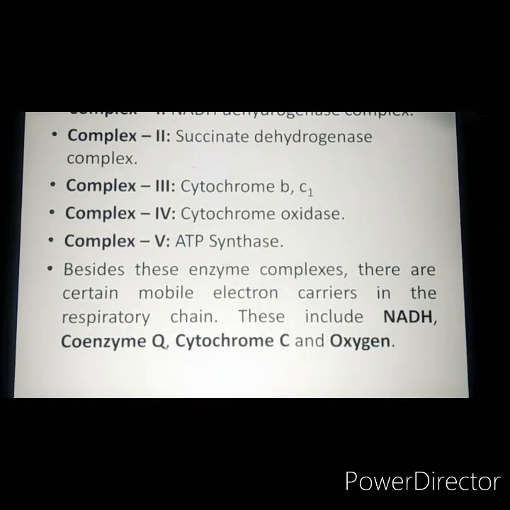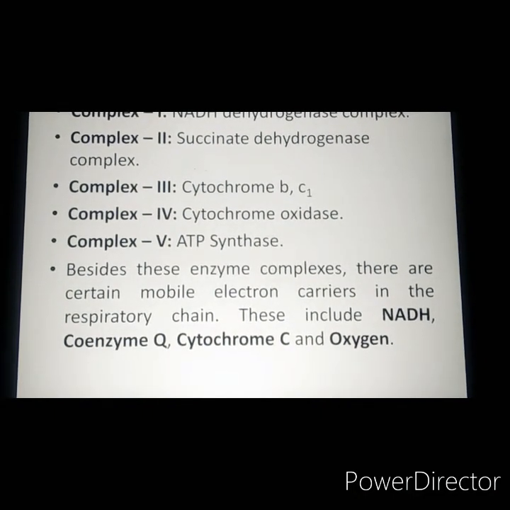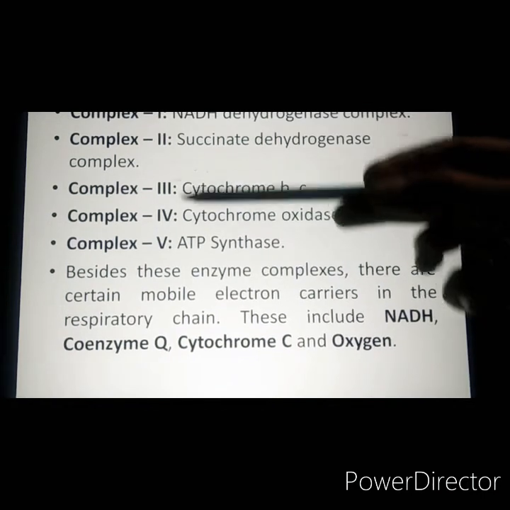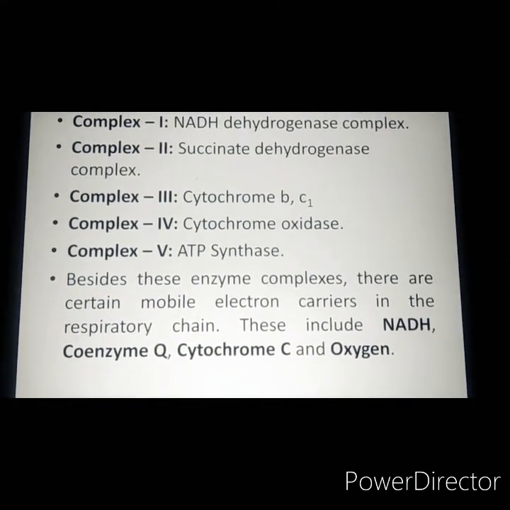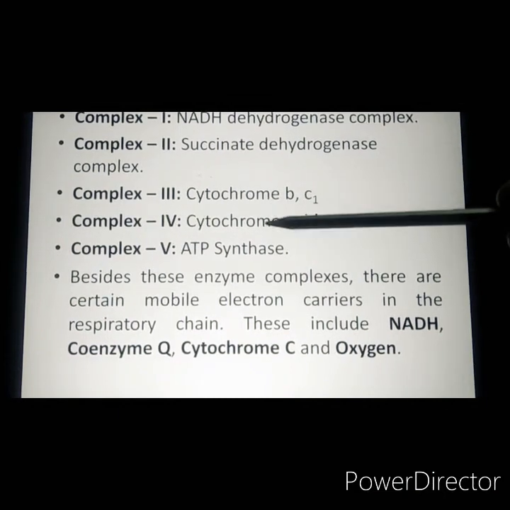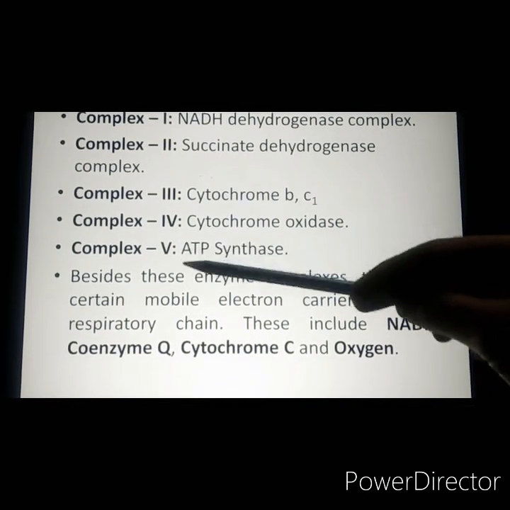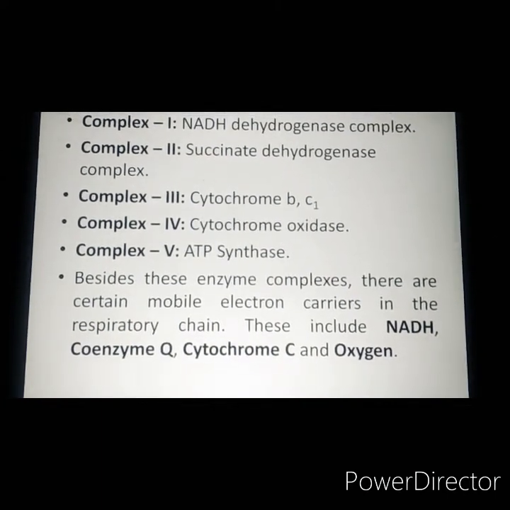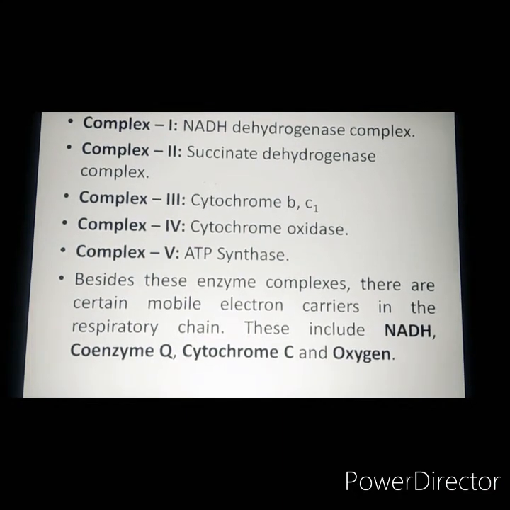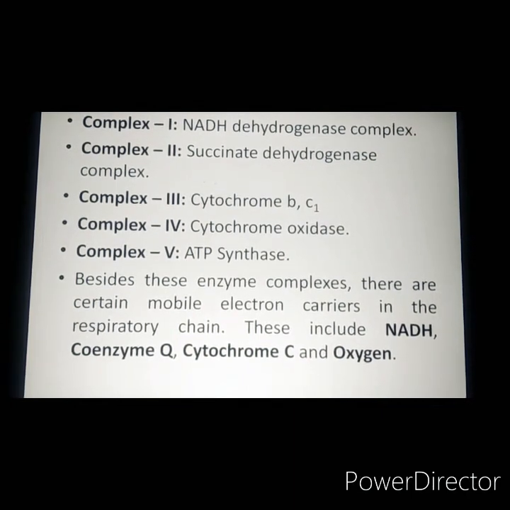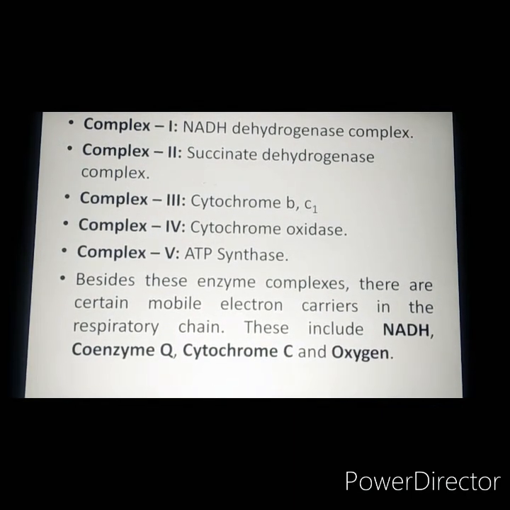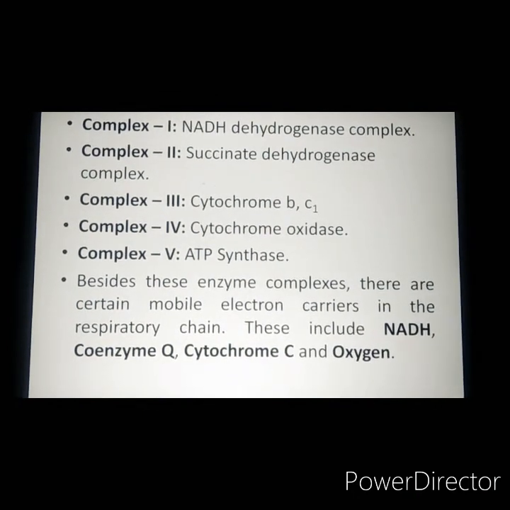Next is the fifth complex, which is ATP synthase. This is the final stage of the ETC, where ATP synthesis takes place utilizing the energy that is transferred from complex 1 to complex 4, or you can say the hydrogen ions transferred from 1 to 4. Finally, all the energy and the hydrogen ions are combined and transferred to the ATP synthase, where ADP, that is adenosine diphosphate, combines with inorganic phosphate, utilizes the energy, and is converted into ATP, that is adenosine triphosphate. This ATP is a reserve form of energy.